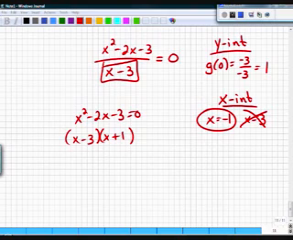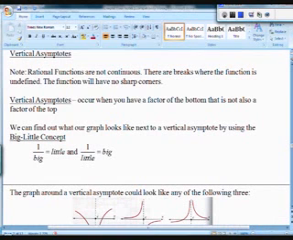The bottom, if it's equal to 3, it's undefined. Okay, next up, talking about vertical asymptotes. You might remember this from last year. Rational functions aren't continuous. Okay, you can't draw it without lifting your pencil. It says there are breaks where the function is not defined, or is undefined.